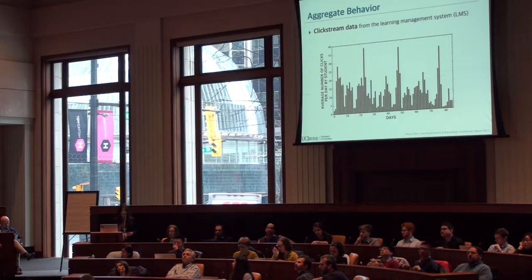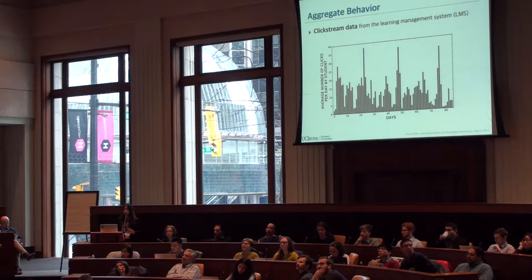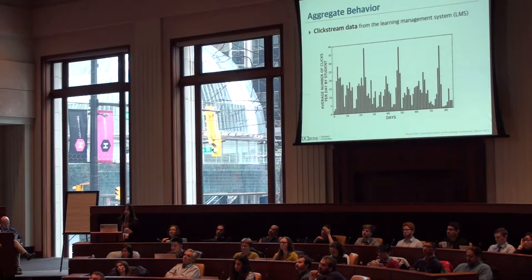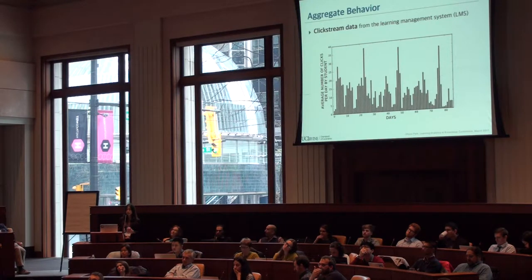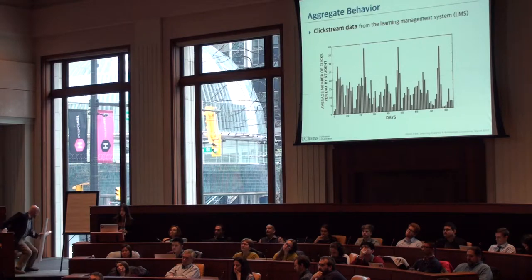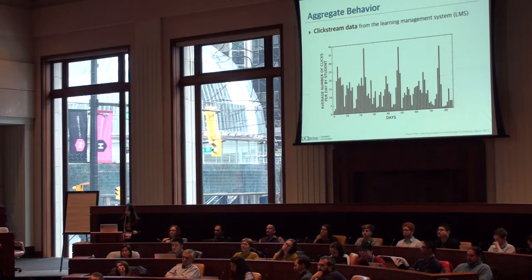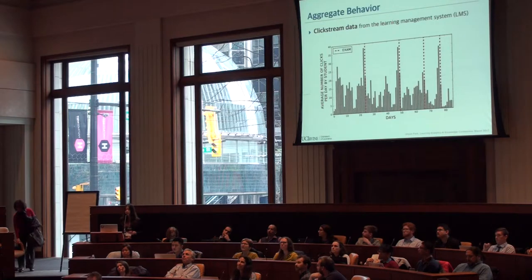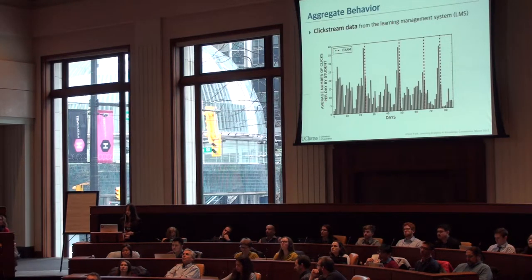To give you an idea of what the real data look like, I'll show you this plot. The y-axis of this plot shows the number of clicks per day averaged over all the students. The x-axis is the days, so we have the average number of clicks per day by students throughout the days. This is from the 10-week face-to-face course that I mentioned, and here we can see some general trends of students' clicking behavior. For example, you see these three high peaks, and those peaks are the days right before the exam dates. There were four exams here.